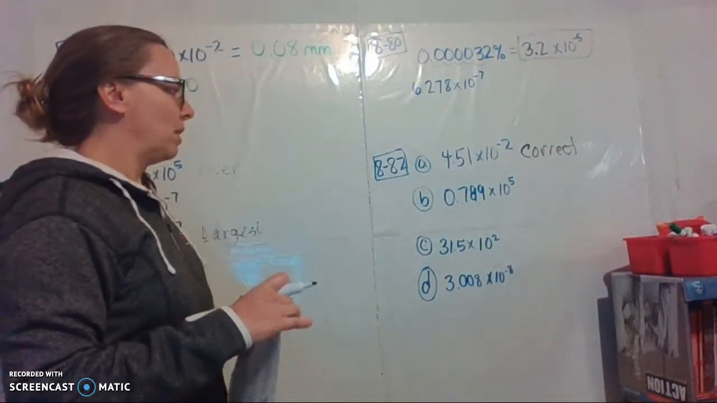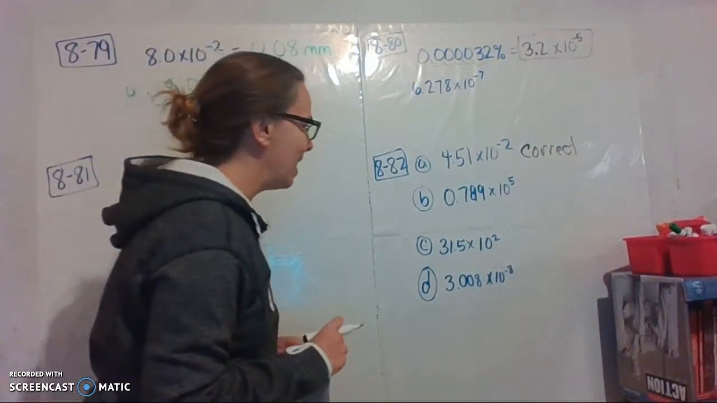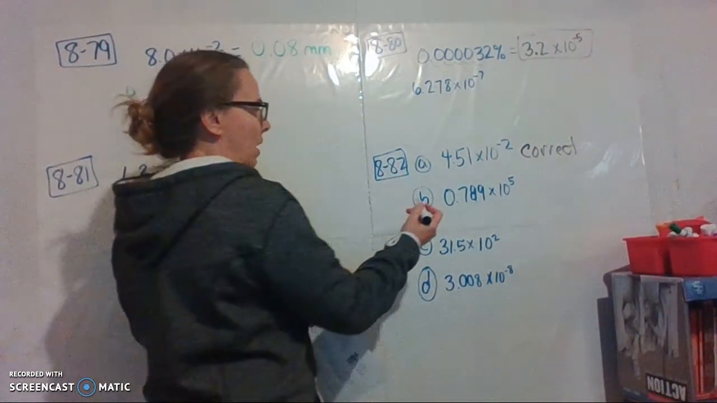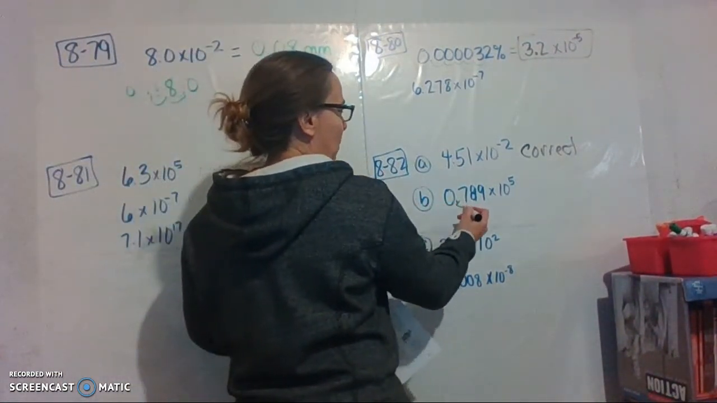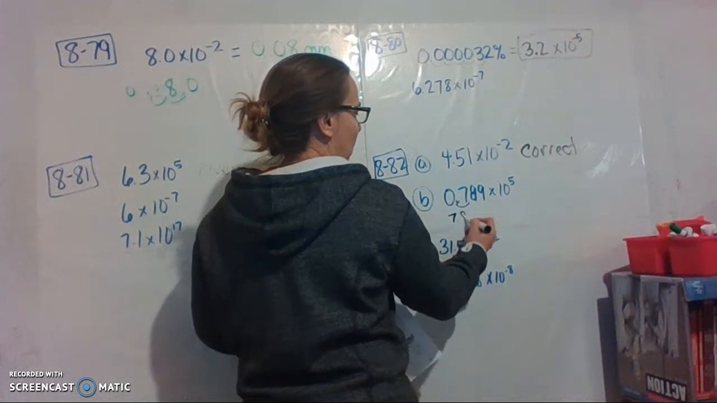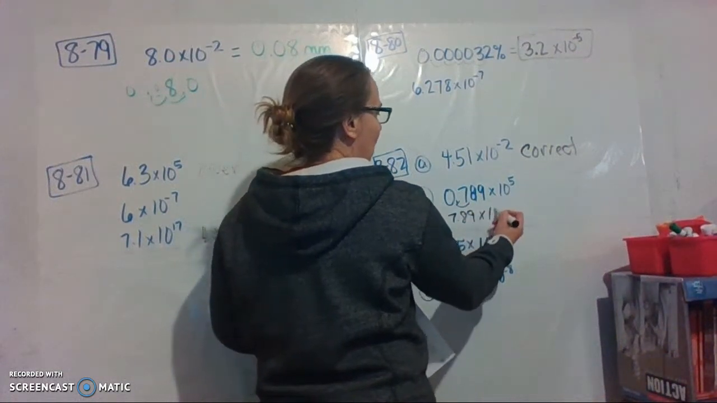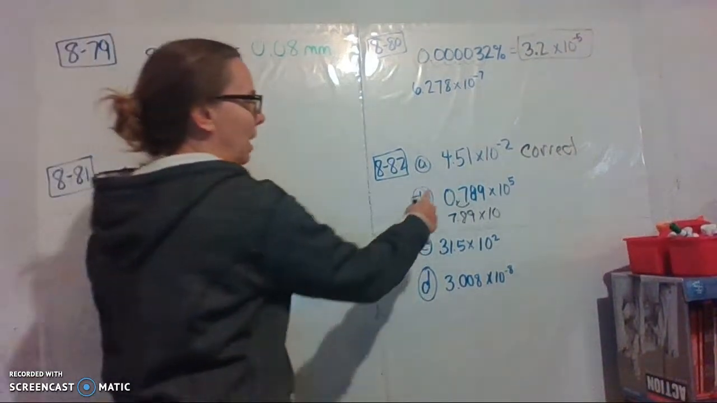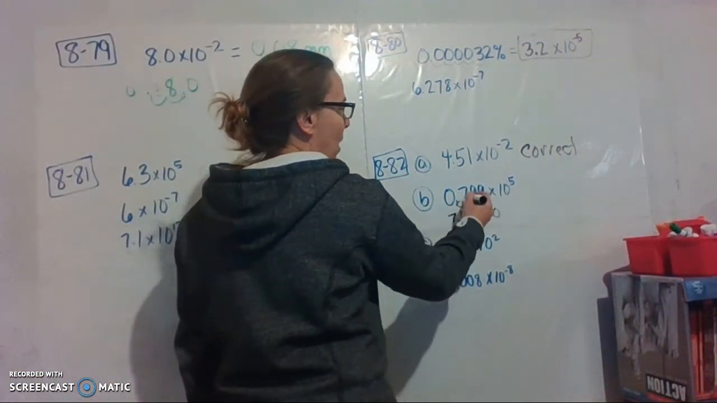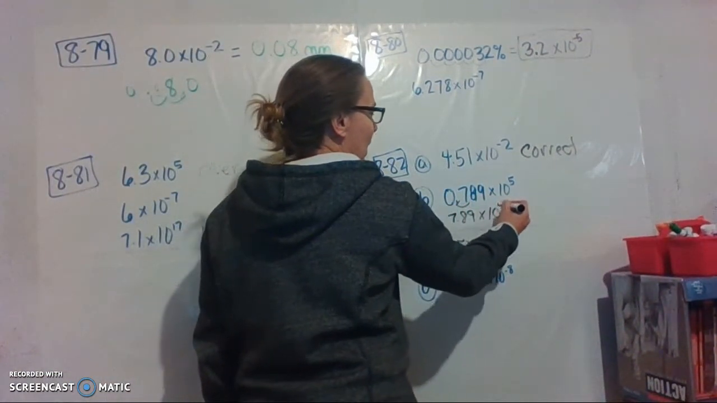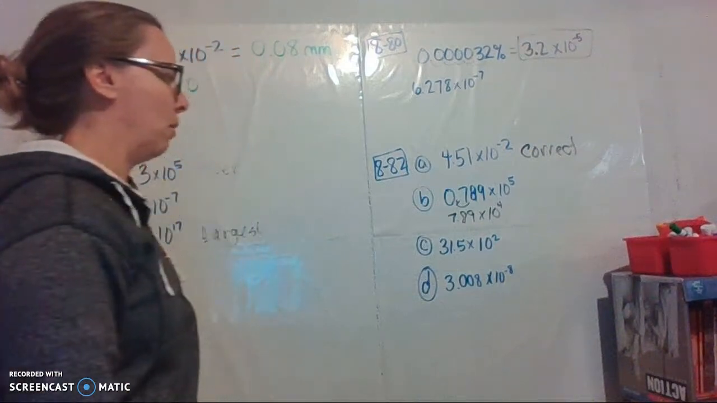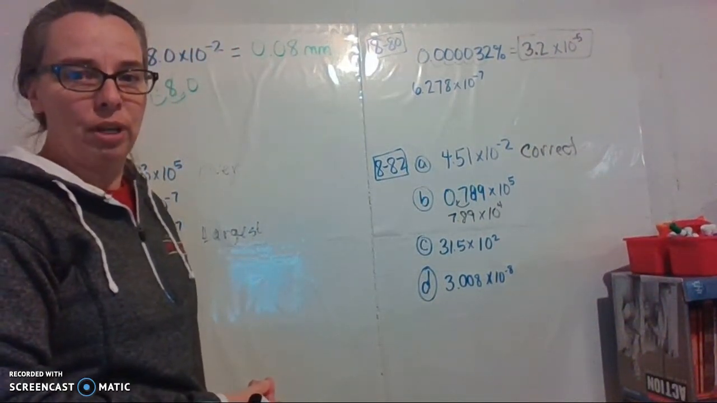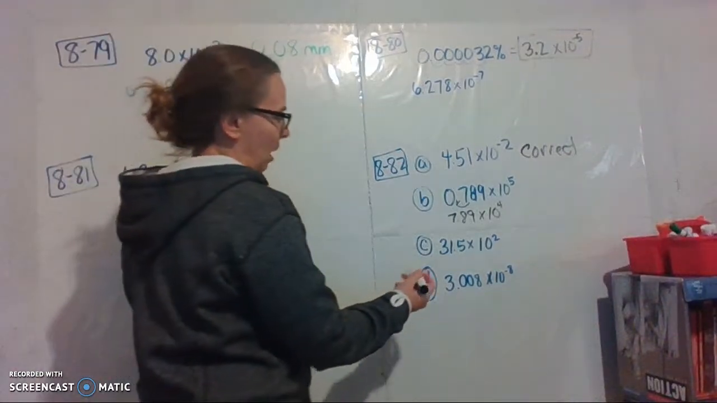B, I see 0 and 7, 8, 9 times 10 to the 5th. First value is less than 1. It cannot be, so I need to cross that off. I'm going to need to move it, so it's going to be 7.89 times 10. Now, it was 10 to the 5th. I needed to move it one place, so I am going to make that now 10 to the 4th power, because I'm going to have to move my decimal point one less place than I had to move it originally. So this is not correct.